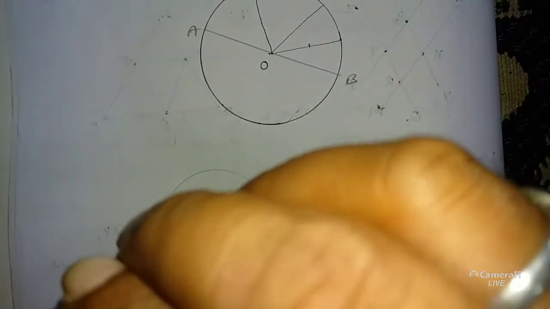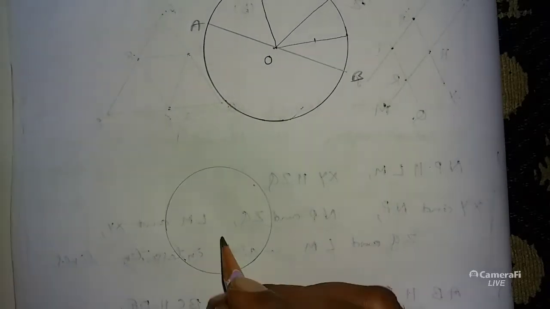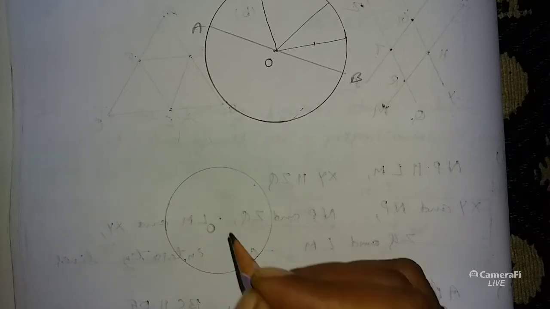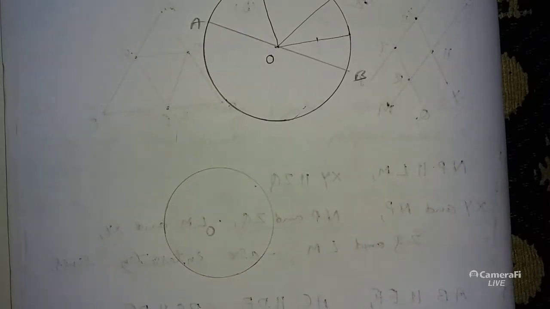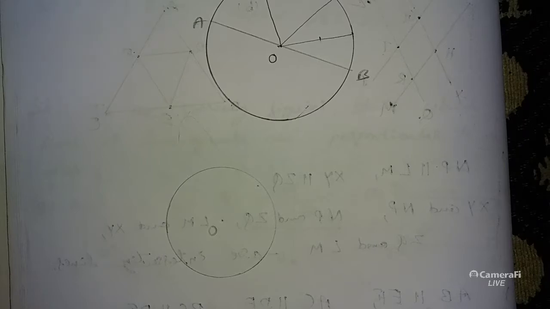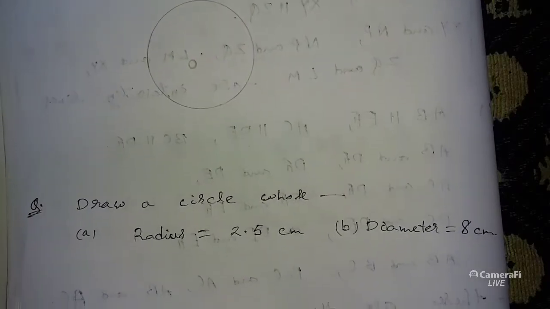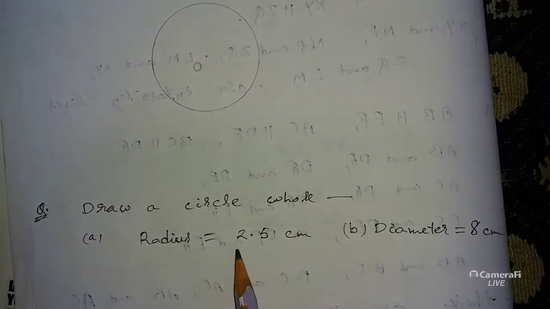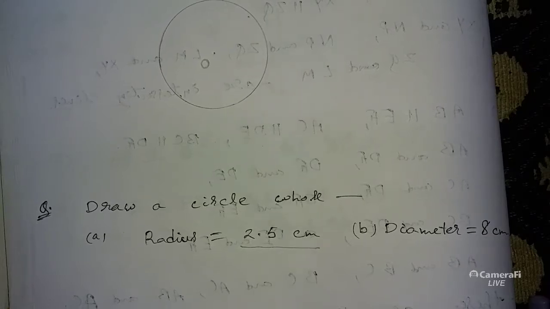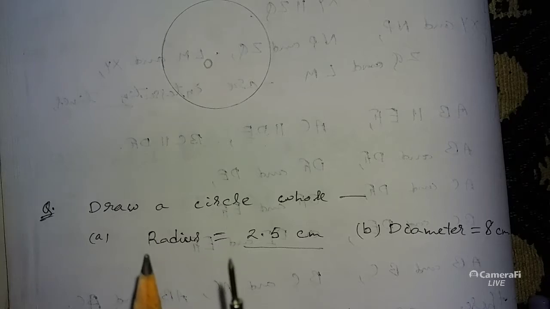So we are getting the circle here, and the point where we put the needle of the compass is a fixed point, that is the center of the circle O. So we can draw a circle with the compass. Now suppose we have to draw a circle whose radius is 2.5 centimeter. Actually, we are taking the measurement by compass, that is the length of the radius.